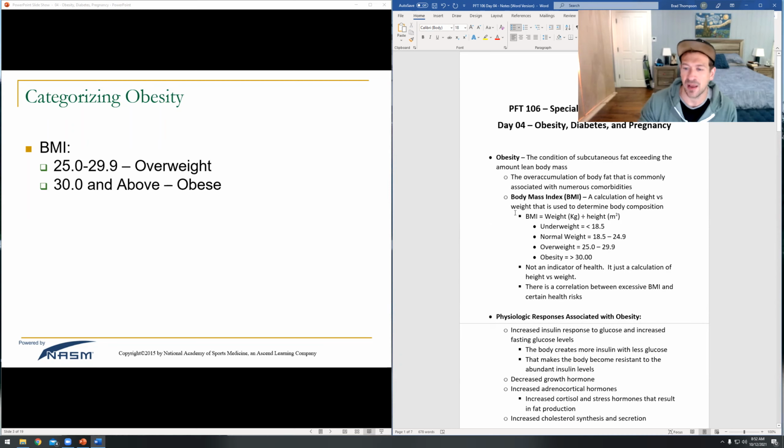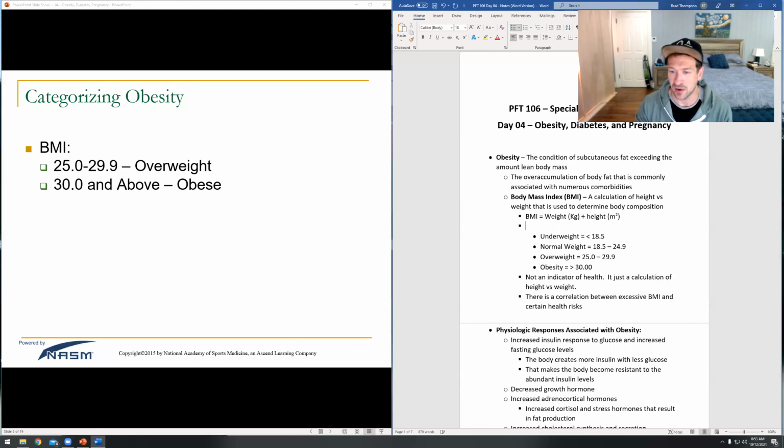So we're talking about your body mass index, right? This is how we're going to classify obesity. Your body mass index is just a number. It's a very simple calculation of your height versus your weight. Your BMI is going to equal your weight in kilograms divided by your height in meters squared.